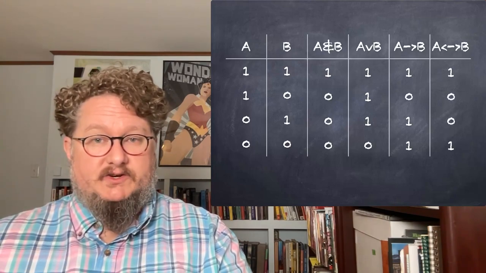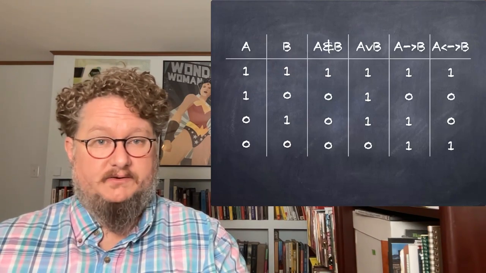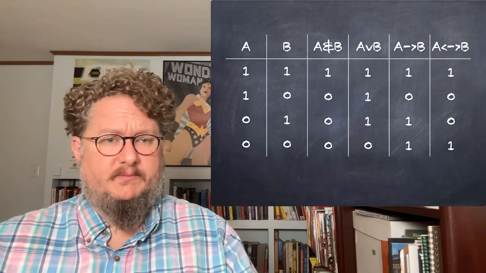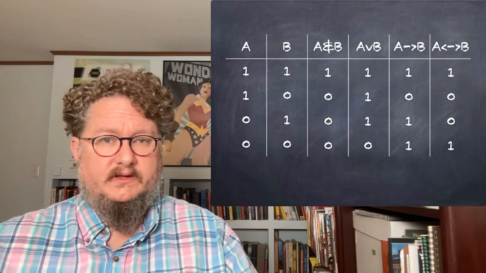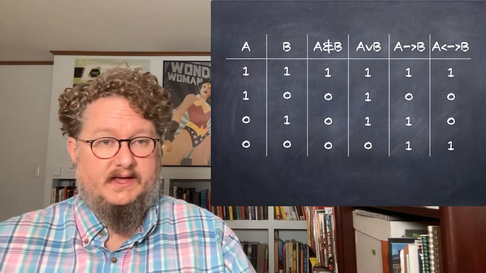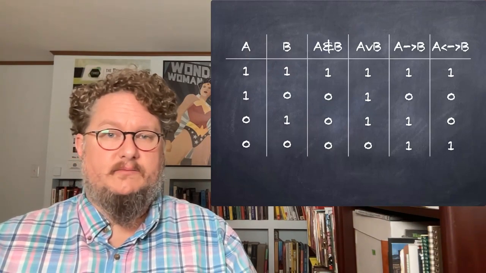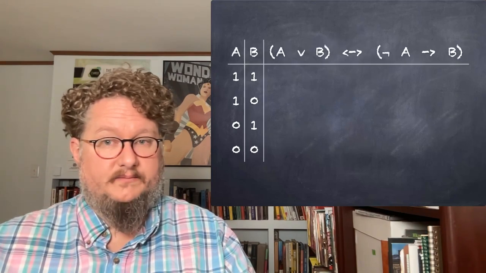And then the biconditional is true whenever A and B have the same truth value, either when both are true or both are false. So what the truth table shows you is how the different connectives take truth values as input and spit out a new truth value as the output, right? And we can do this for really complex expressions as well, right?